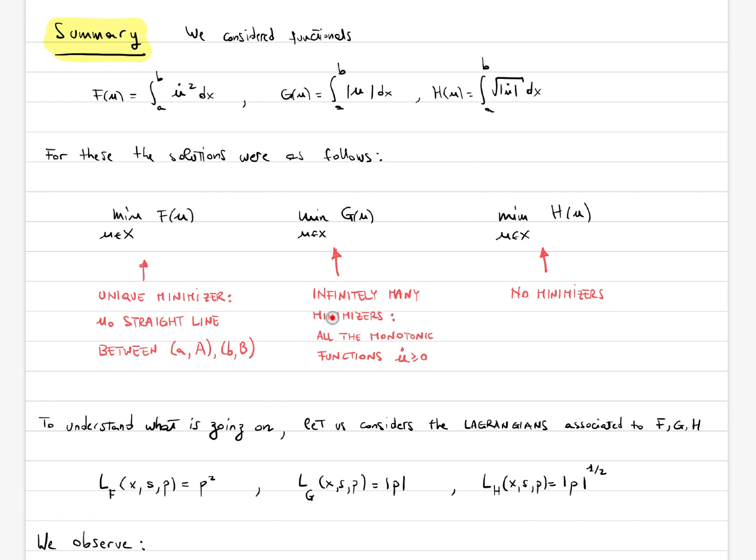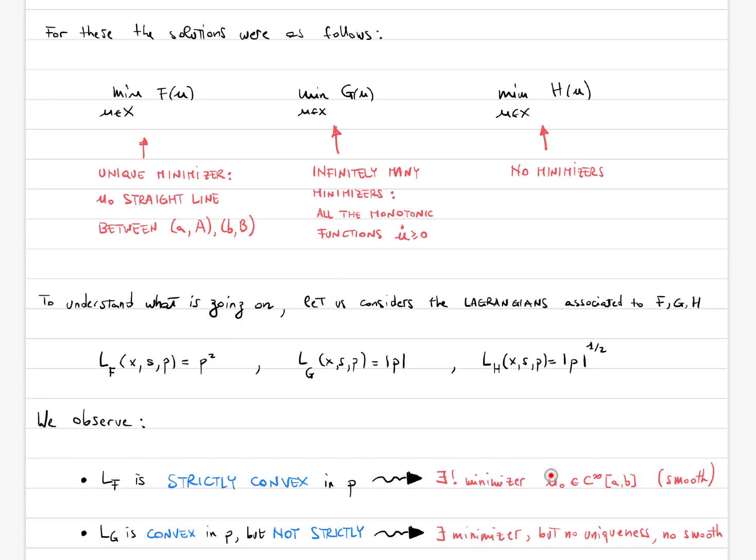So what's going on? If we look at the Lagrangians, in these three cases they are given by this notation here. L of f would be the Lagrangian of this first one. If we express the three coordinates as the point in space, where you place u, and where you place u dot, the first one is given by p squared, the second one is the absolute value of p, and the last one is the square root of the absolute value of p.